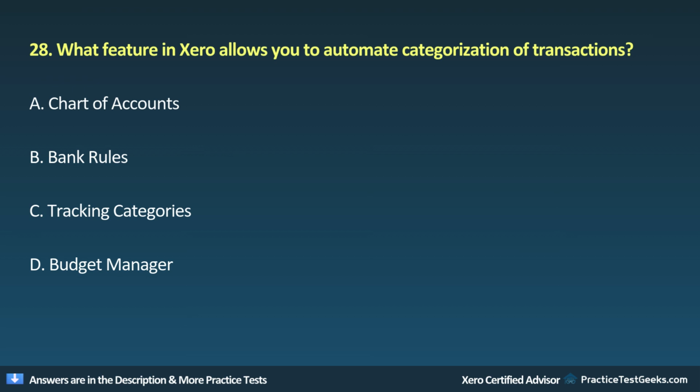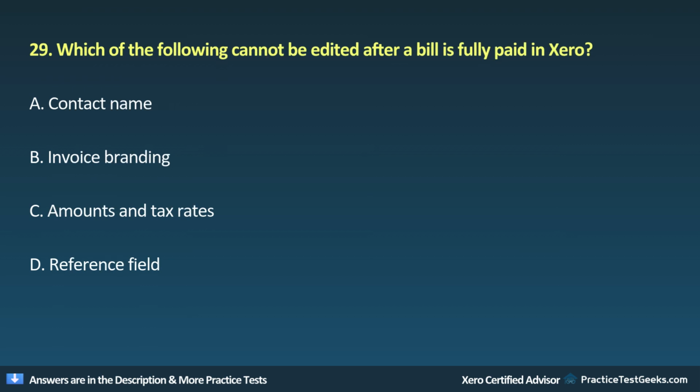28. What feature in Xero allows you to automate categorization of transactions? A. Chart of accounts. B. Bank rules. C. Tracking categories. D. Budget manager. 29. Which of the following cannot be edited after a bill is fully paid in Xero?